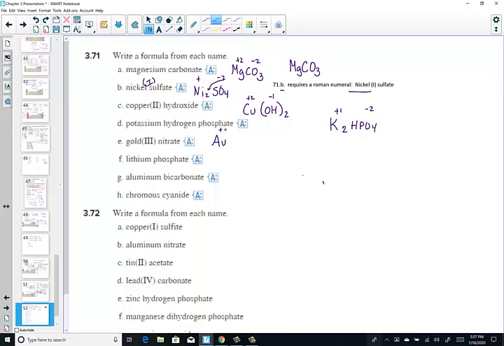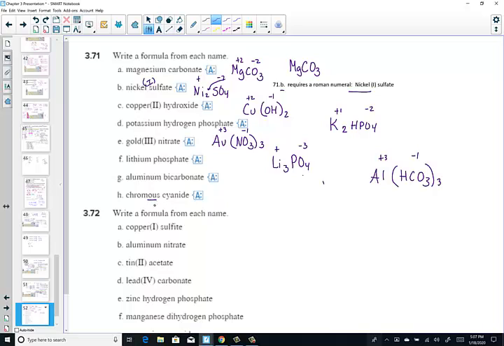Gold with a +3. Nitrate with a -1. Au(NO3) taken 3 times. Lithium phosphate. Li is a +1. Phosphate is a -3. Li3PO4, lithium phosphate. Letter G, aluminum, +3. Bicarbonate, HCO3, -1. Crisscross, in a parenthesis, Al(HCO3) taken 3 times.